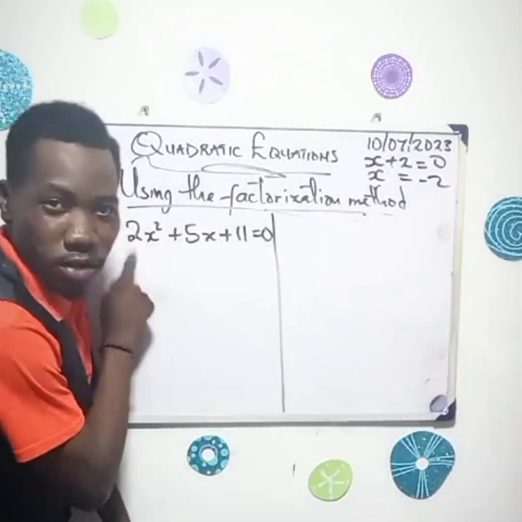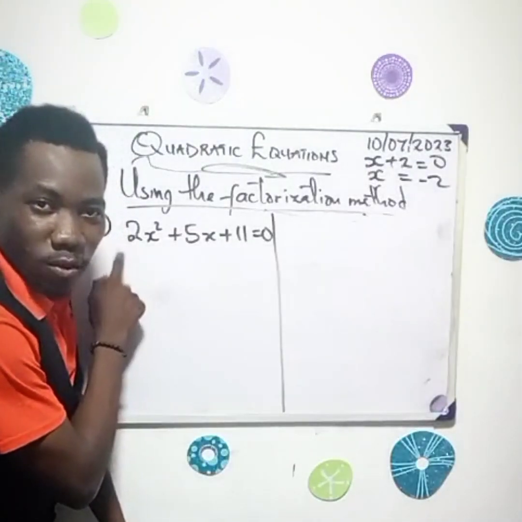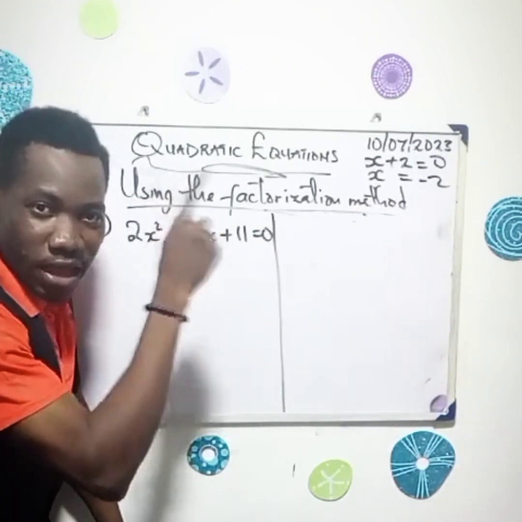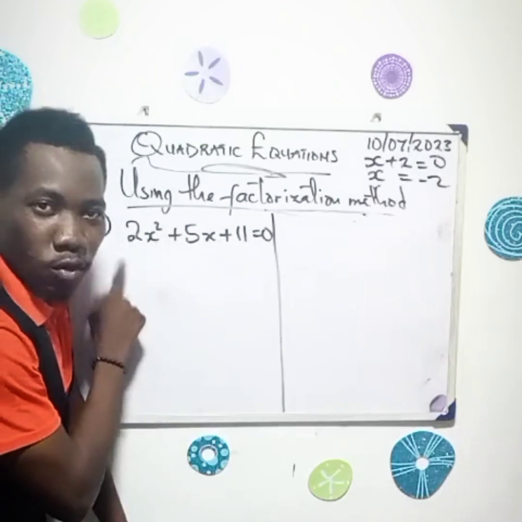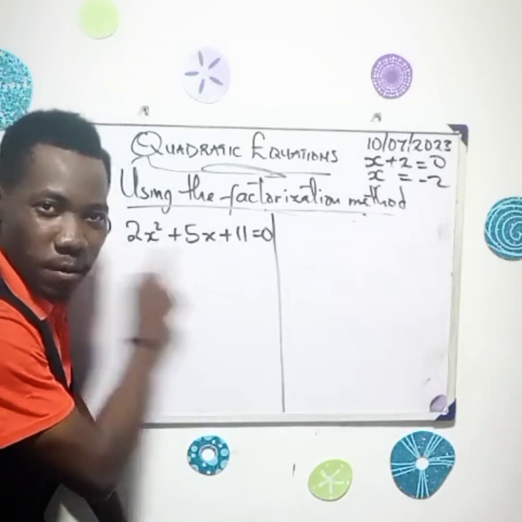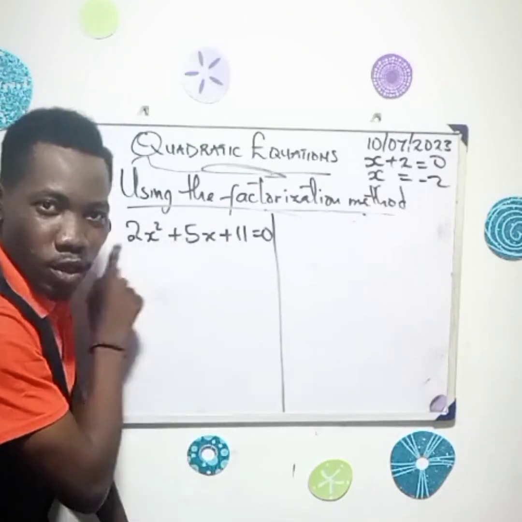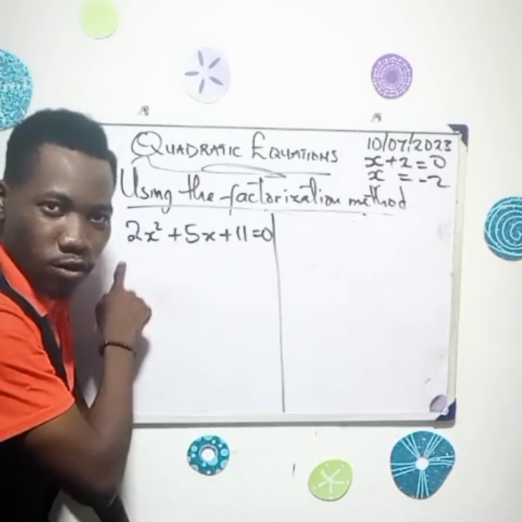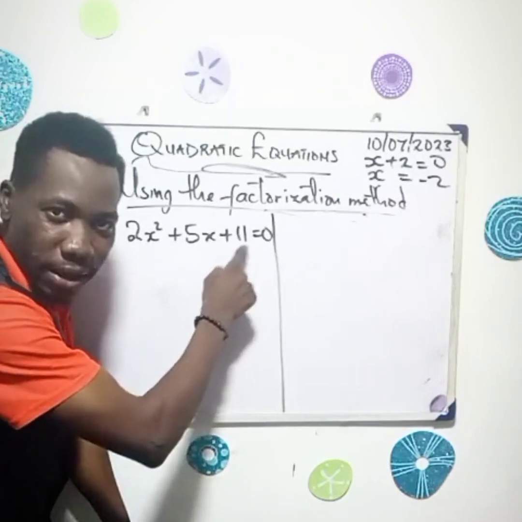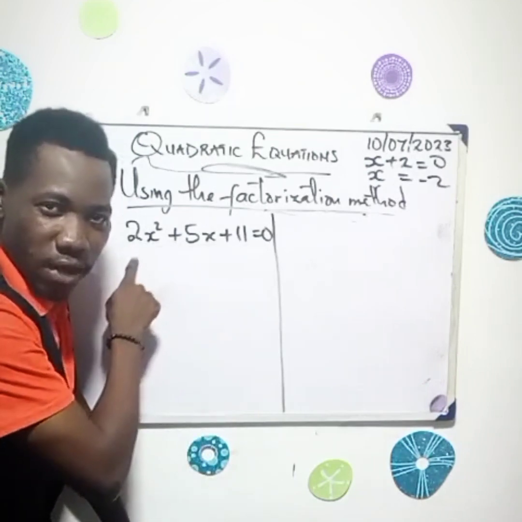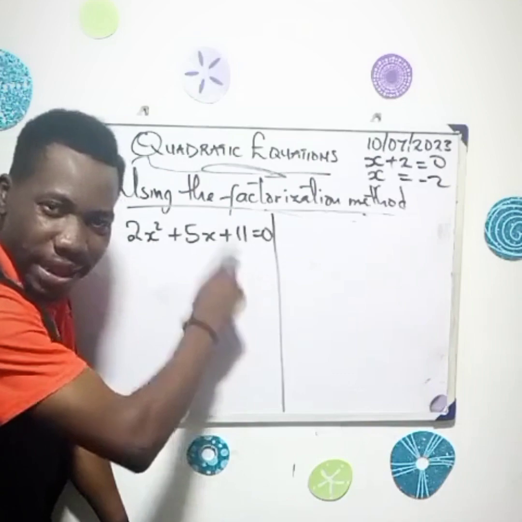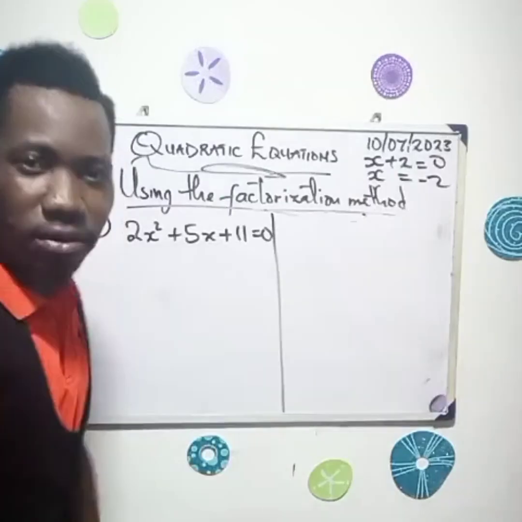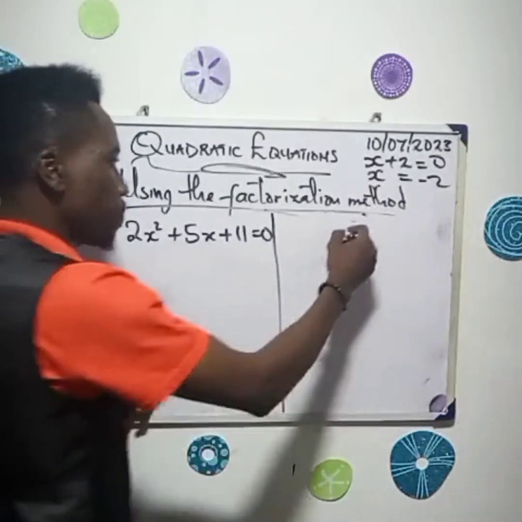The first thing is to multiply the coefficient of your x squared by the constant. Number one thing to do, you multiply the coefficient by your constant. Whatever is the coefficient of your x squared, multiply it by the 11. So 2 times 11 is 22.